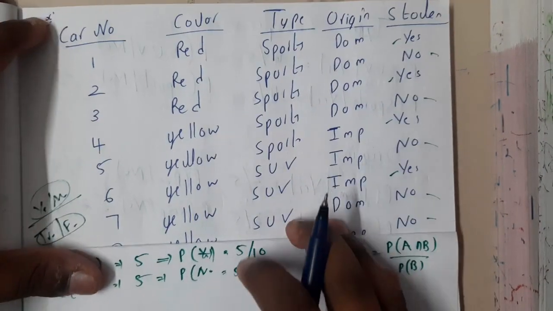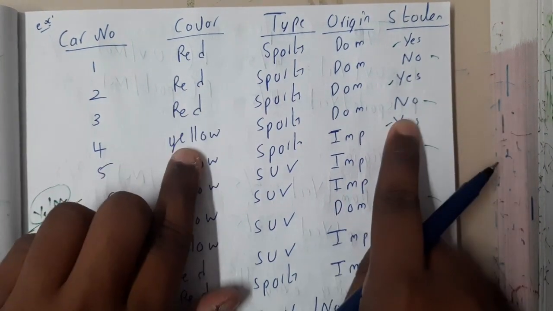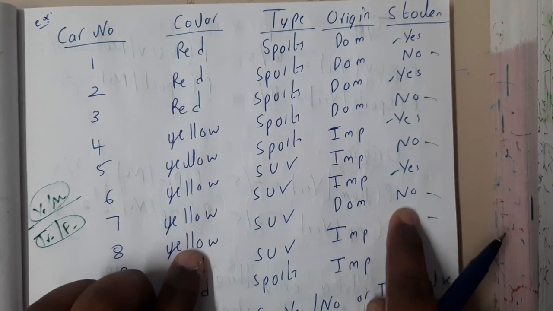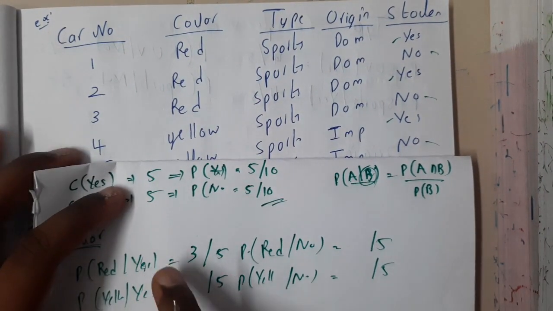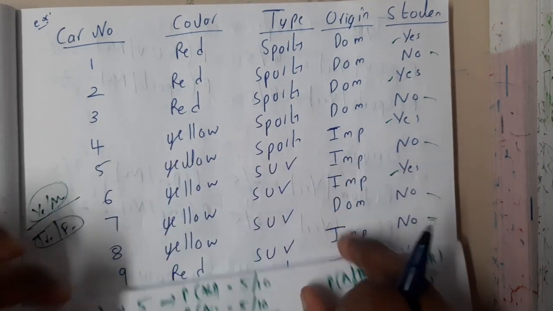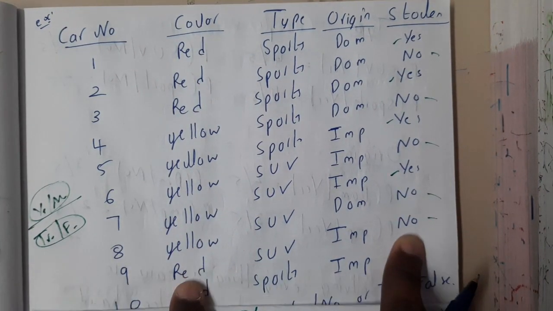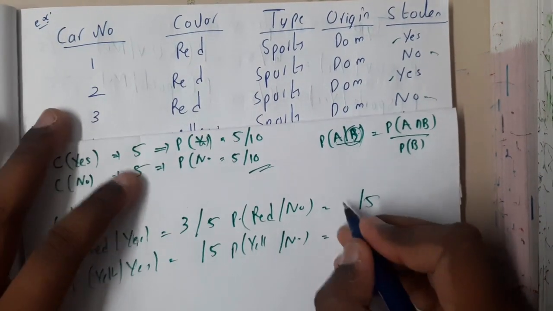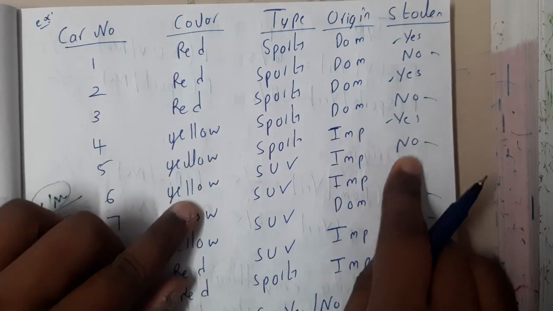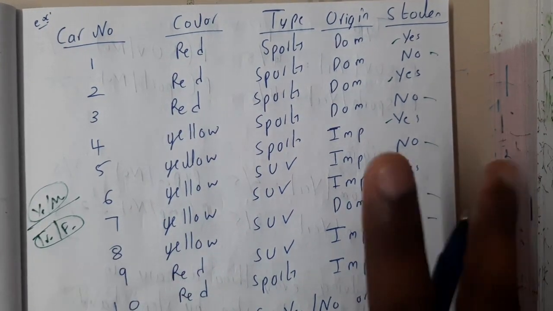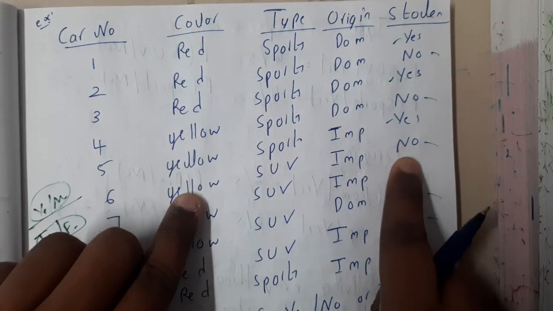How many spots do we have with red and yes as true? 1, 2, 3. So in total we have 3 spots, so write 3. In how many spots do we have red and no? It is 2. Similarly, let us continue for yellow with yes: 1, 2. We have only 2. Similarly, yellow with no: 1, 2, 3.